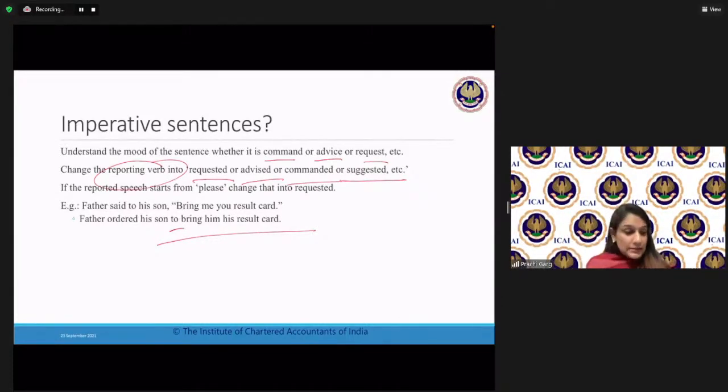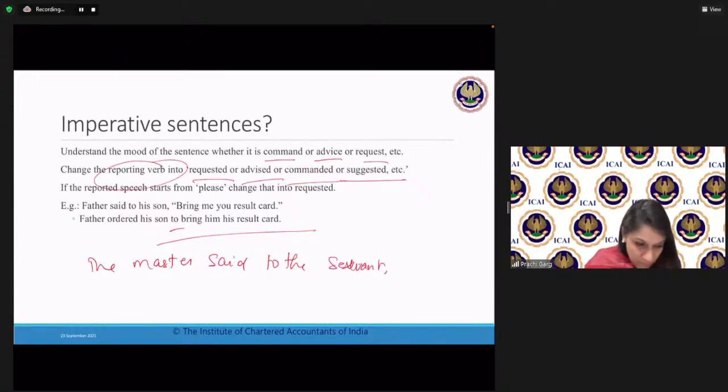Okay, let's look at another imperative sentence. I'm picking an example from your book only. The master said to the servant, finish the work at once.